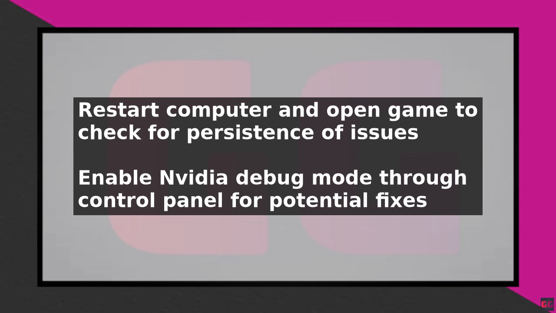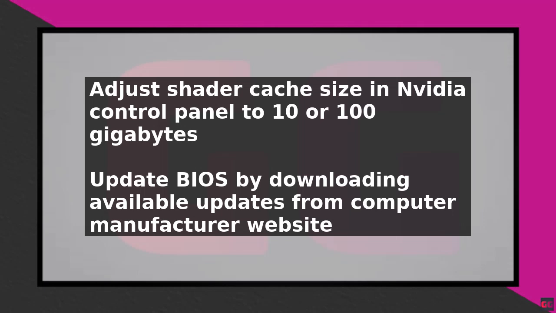Select the Global Settings tab and scroll down to Shader Cache Size. Click on this and set it to either 10 or 100 gigabytes, depending on the capabilities of your computer. A gaming computer or laptop can likely handle 100 gigabytes.